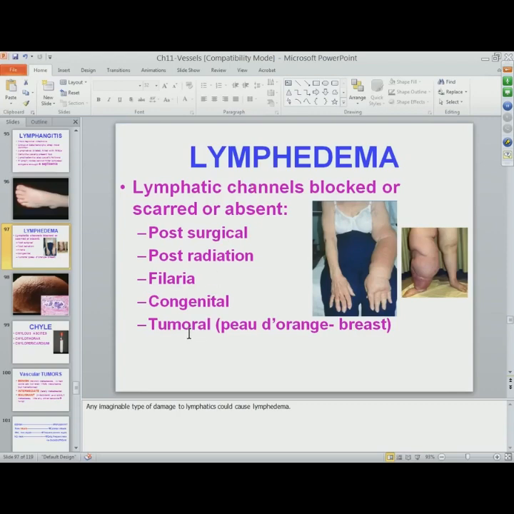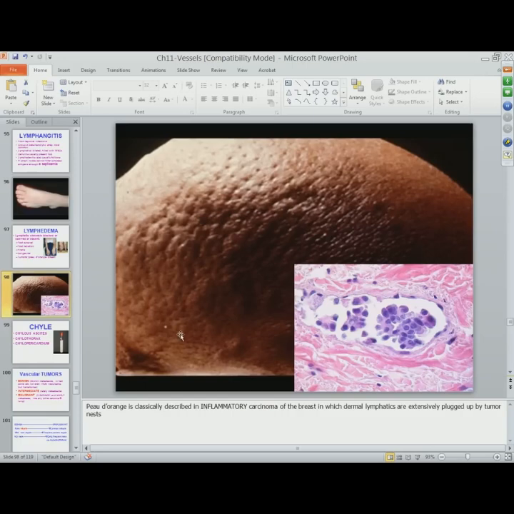Now, there's a certain type of skin lymphedema that you're likely to see, and it's called peau d'orange. And for those of you who don't know French, like me, it means orange peel. And it usually occurs in carcinomas, especially breast carcinomas, in which the little lymphatic vessels are blocked by small nests of tumor cells.